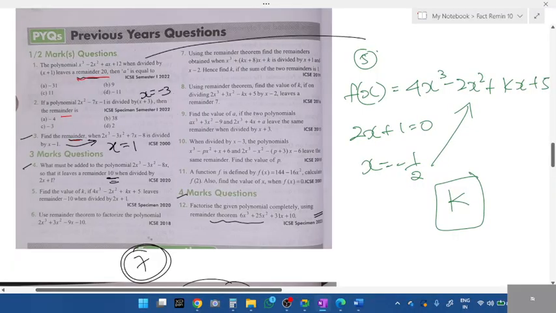Then 2018, factorize completely. Completely question. There is no divisor given, same. Okay. 2019, one divisor, 2. Even this is also the same, students. Remainder theorem.